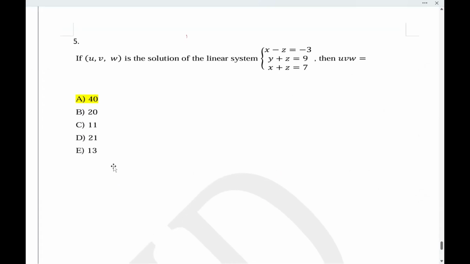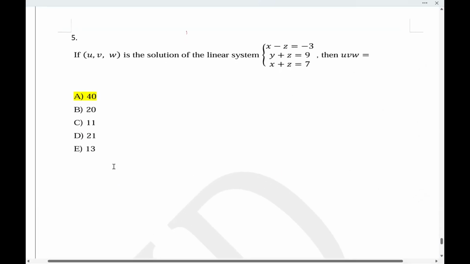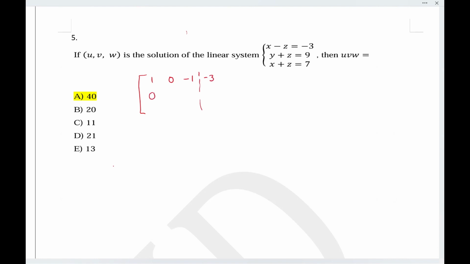Okay, so let's try to solve the last one here. The last one is saying if you have u, v, w to be the solution. So in this case, let's try to use Gauss-Jordan. So this will be 1, 0, minus 1, and on the right-hand side, we should have minus 3. Here should be 0, 1, 1, and the right-hand side is 9. Here x is 1, y is 0, z is 1, and here is 7. So this is the augmented matrix.